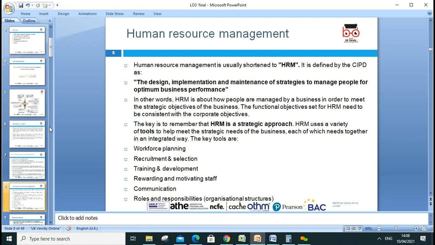Okay, human resource management, usually shortened to HRM, is defined according to the CIPD, the Chartered Institute of Personnel and Development, as the design, implementation, and maintenance of strategy to manage people for optimum business performance. In other words, it is people management by a business in order to meet the strategic, long-term objectives of the organization. It can be through workforce planning, recruitment and selection, training and development. All these are crucial things and we need policies for this.